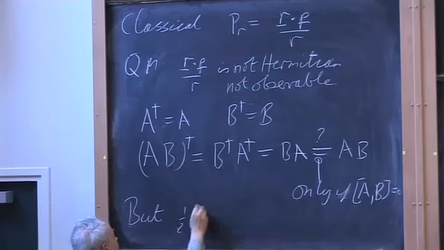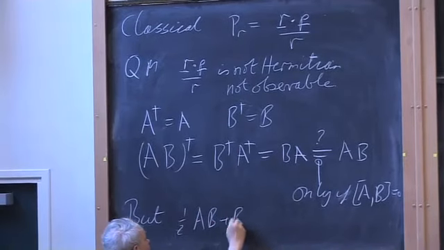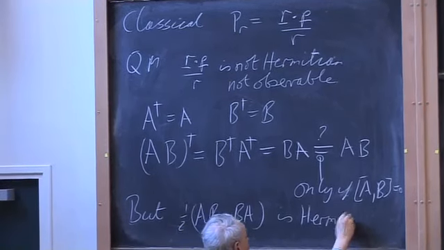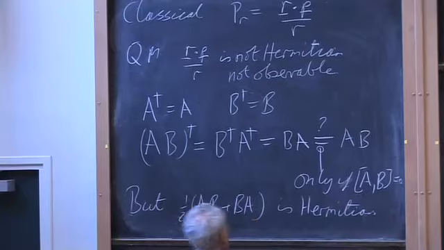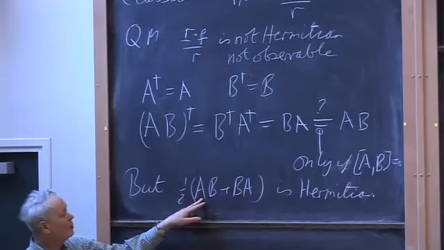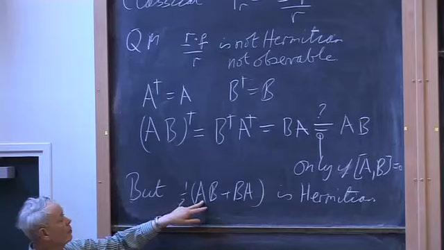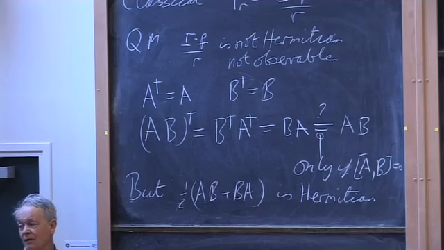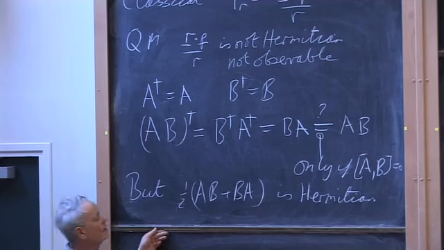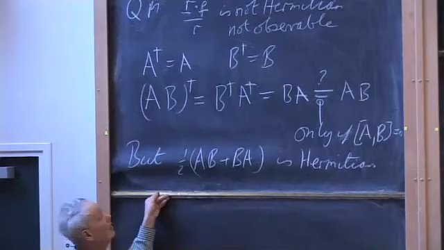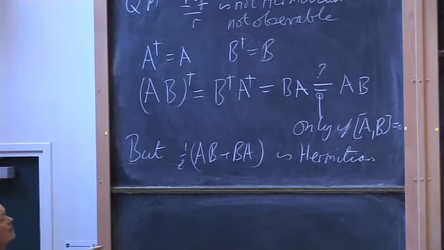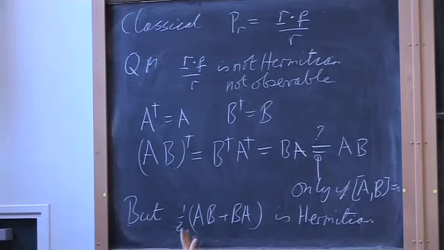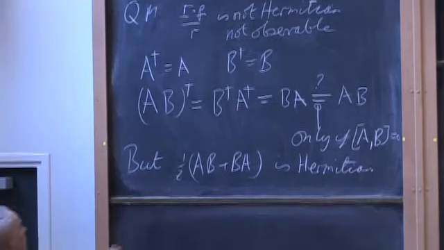If we do a half of AB plus BA, this is Hermitian. Because if you take the dagger of this one, we've just proved the dagger of this one is that, and the dagger of that one is this. So the dagger of this bracket is itself. So when you've got two Hermitian operators that don't commute, and you want to make the product, the way to go is to take the average of them. It's a really naive thing to do. So let's do that.